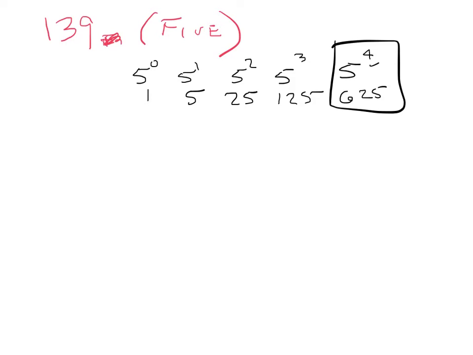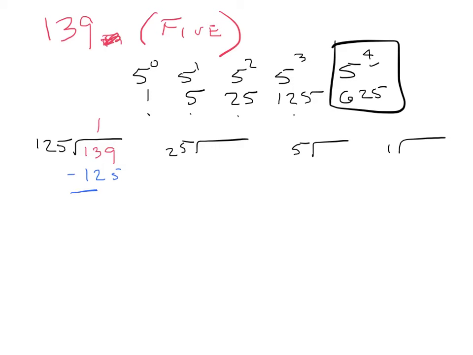So we're going to divide by 125, then 25, then 5, then 1. We write out our list of divisors: 125, 25, 5, and then 1. Now we're going to start putting the pieces into the puzzle. First we divide 139 by 125. We get 1 and some decimals, and all we care about is that 1. We take 125 times 1, which is 125, and then we subtract the two numbers, and we get 14.